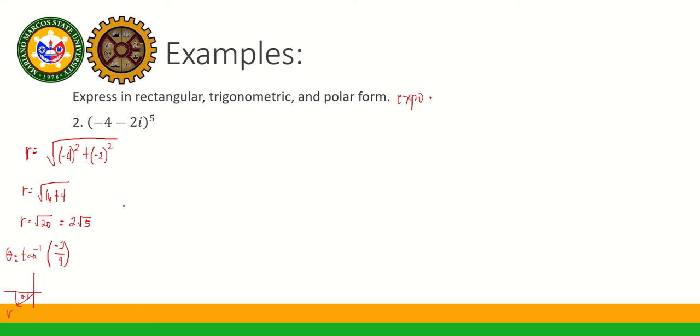Okay. So, this will be equal to inverse tan of negative 2 over negative 4 is equal to 26.56 degrees. However, magsasubtract tayo ng 180 degrees. So, our theta is equal to negative 153.43 degrees. Okay, so meron na tayong R and meron na tayong theta. So, we just need to substitute.